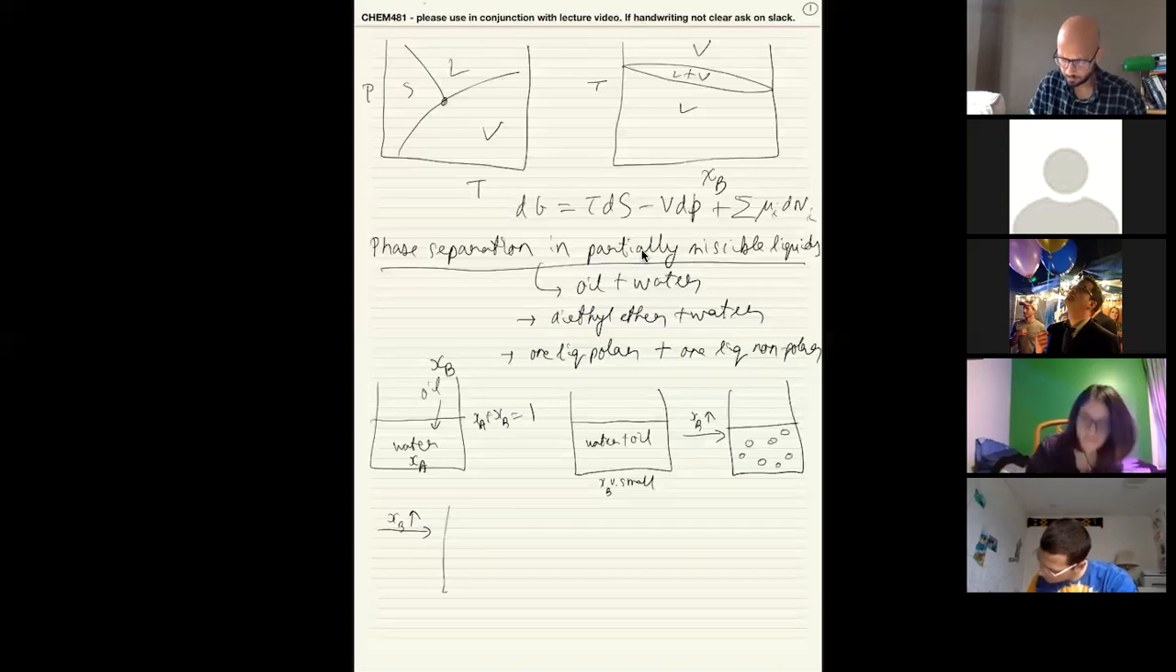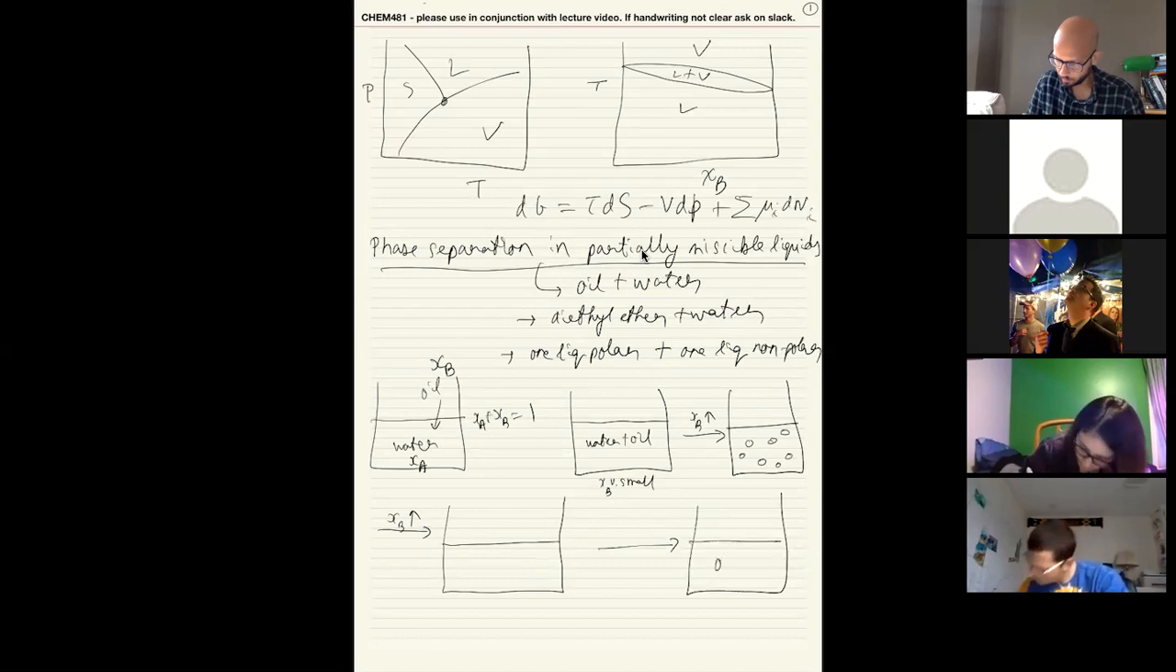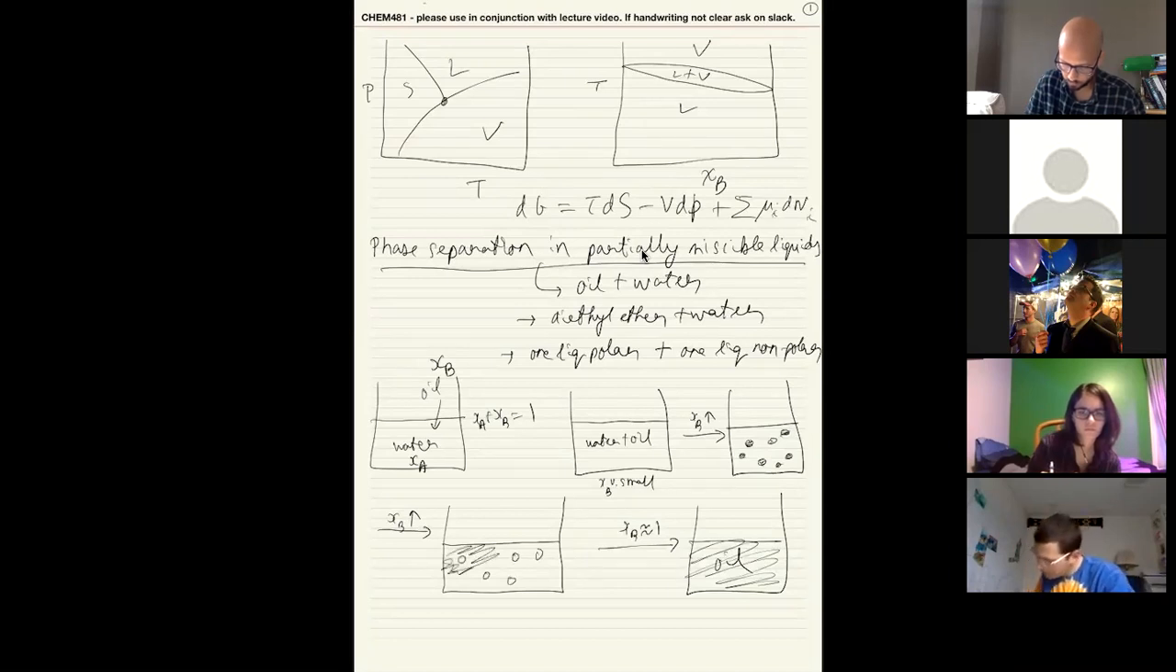at some point, at very, very high XB, it's going to look basically pure oil, right? XB close to one, it's going to be pure oil. So you could have imagined this from the other direction. If you were adding some water to oil, and let's say the oil is dark colored, so here you have dark colored droplets that appeared. Now the whole thing will be dark colored with droplets of water that have started to appear, right? The bulk of it will be dark colored.